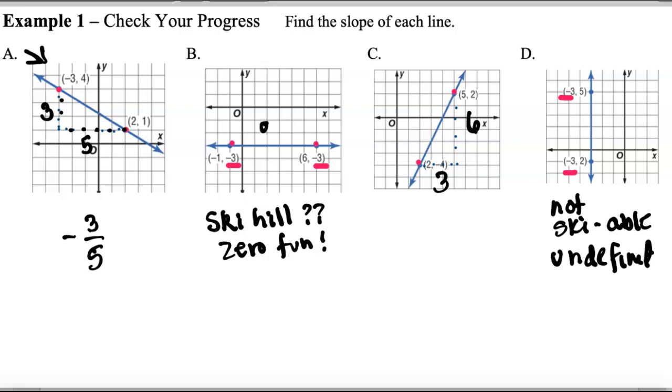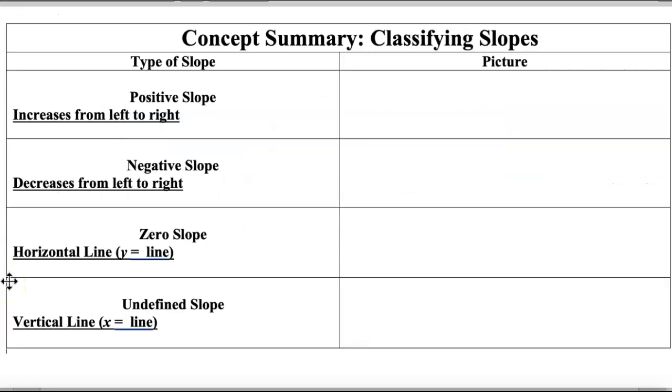Okay, if this is a ski hill, and if any of you have skied or snowboarded, this is absolutely no fun, and it has 0 fun, so the slope is 0. And the next one, as we read it from left to right, is going up. So my rise is 6, my run is 3, which we can reduce to 2. And then again, this one, this is not skiable. It's considered undefined.